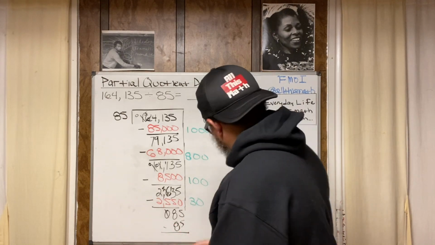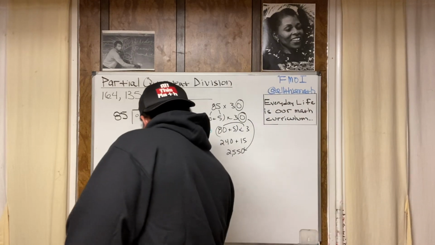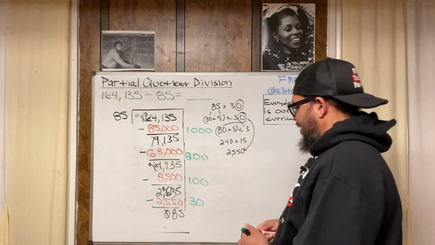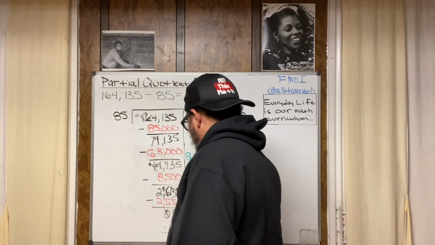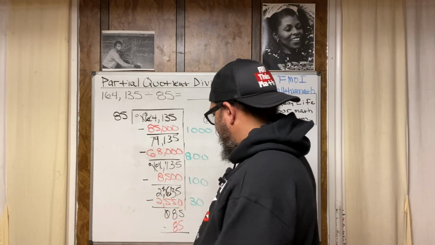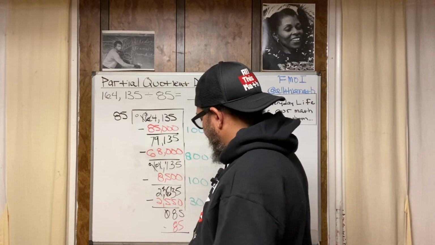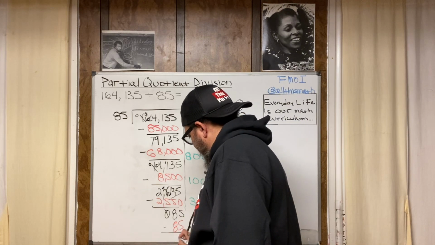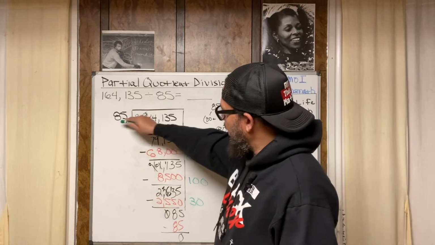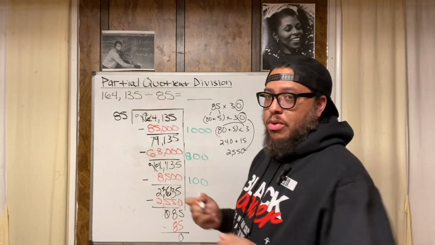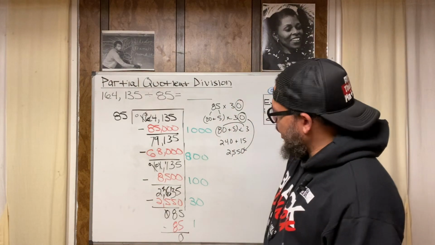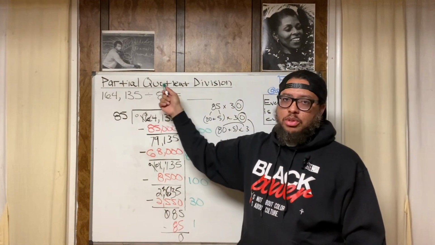My color's off. Nah, got to stay consistent. So we're going to have 85 right here. We subtract. We're going to have 85. Take away 85 is 0. And then how many 85s can go into 85? 1. Uno. Now, how do you get your answer when you're using the partial quotient method?